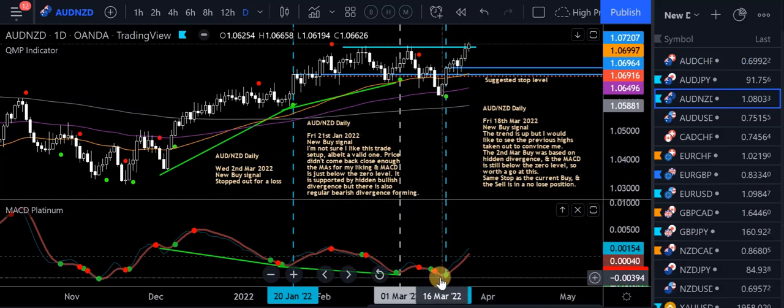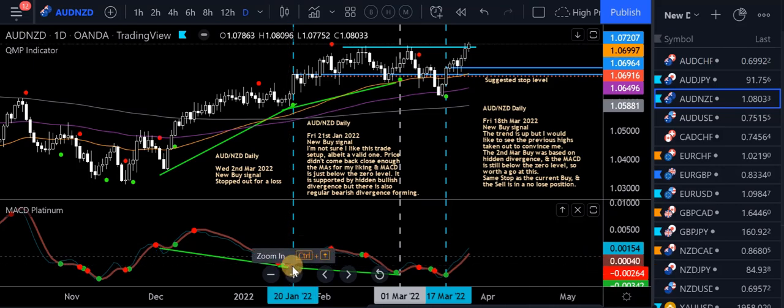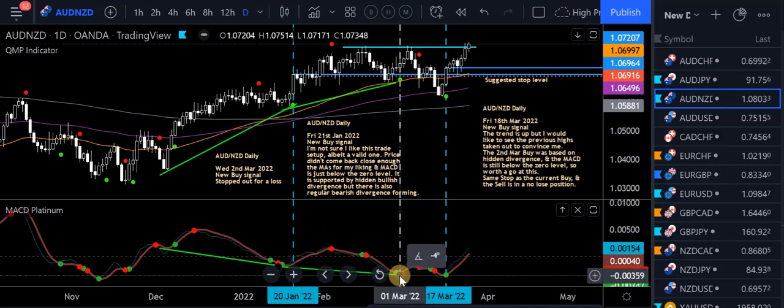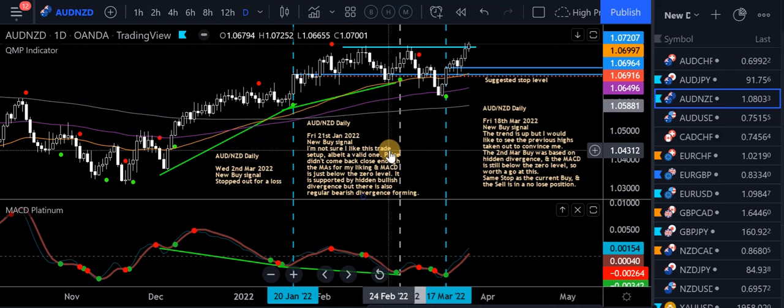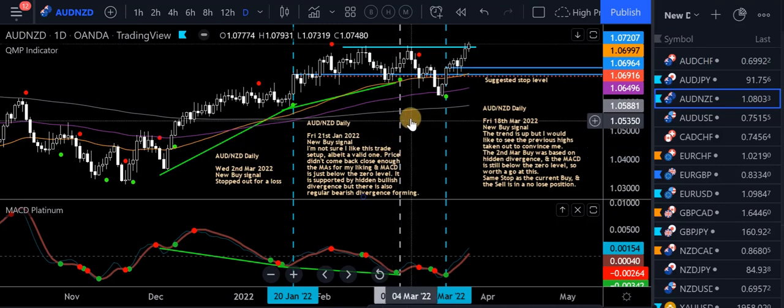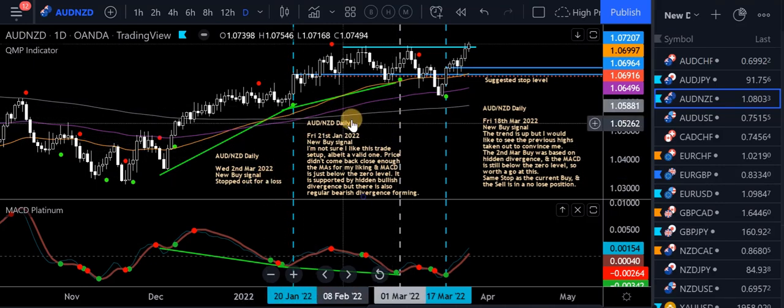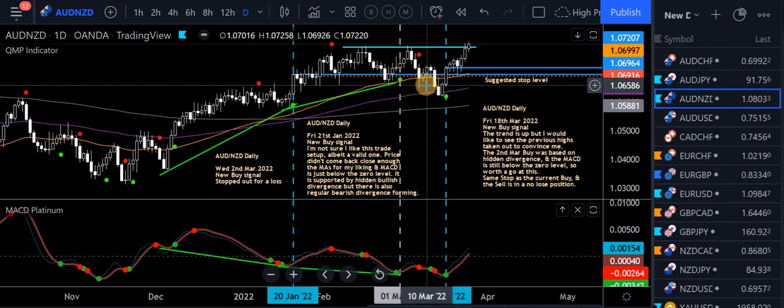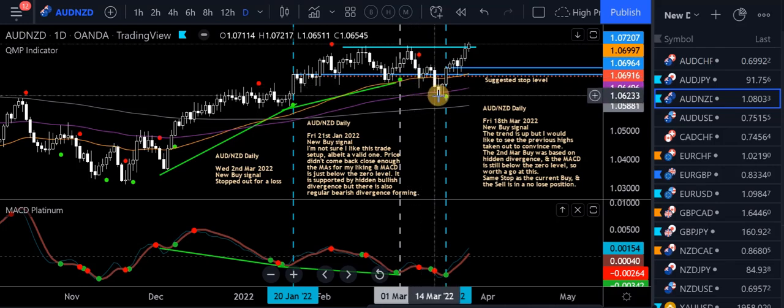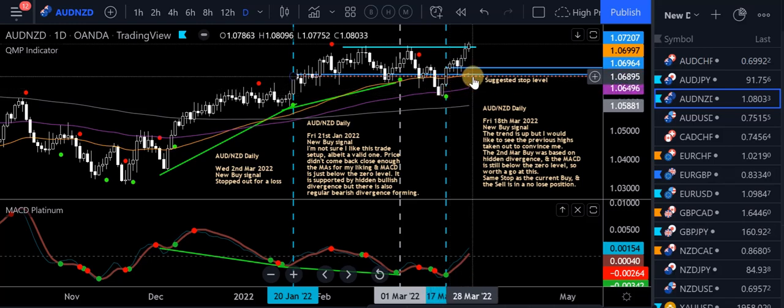MACD Platinum's below the 0 level. This was the previous one here. And I did take another buy in here, this one here, and that's the notes there. I think that's the 2nd of March, roughly. And it was stopped out for a loss. I think I got stopped out in that spike there. Yeah. So that was stopped out. No dramas. But we're in 2 other buys here and doing well.